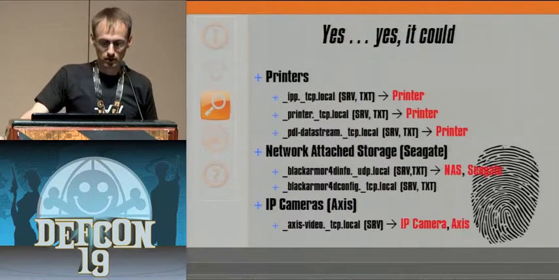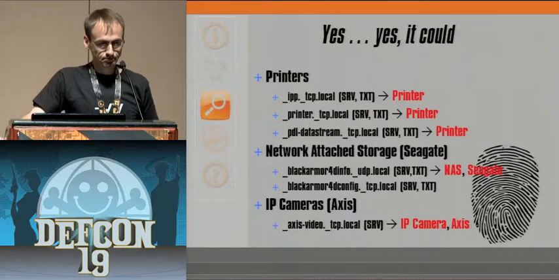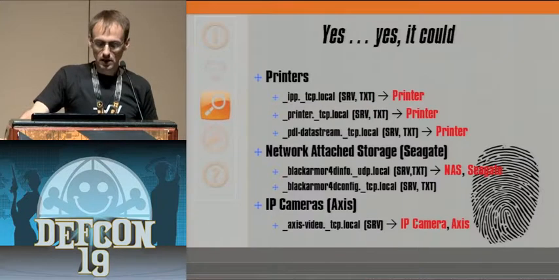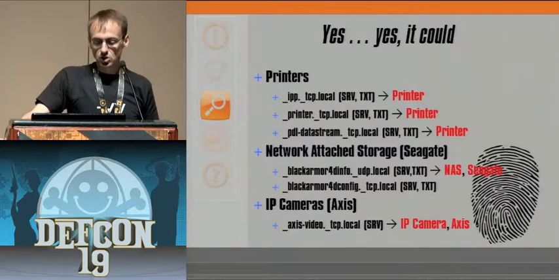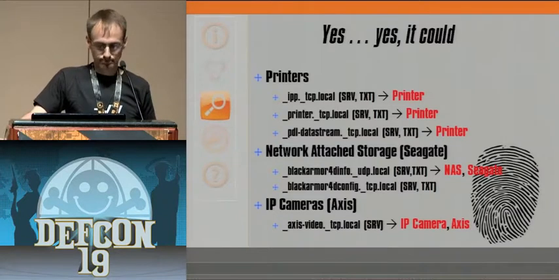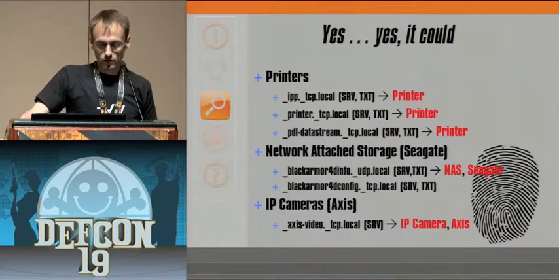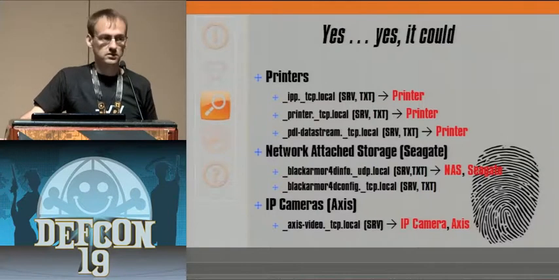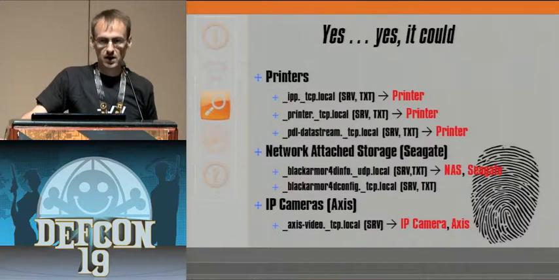Printers. Printers will have IPP, printer, and one of the three. And I find in particular that those HP JetDirect cards have all three. Now, if you have _blackarmor4d-info._udp.local and _blackarmor4d-config._tcp.local, service and text records, you're not only dealing with a network attached storage, or NAS, but you're also dealing with one specifically from Seagate. IP cameras: if you have a host with the _axis-video._tcp.local service record on it, you're pretty much dealing with an IP camera, and you are dealing with an Axis IP camera. They're very specific in that name.